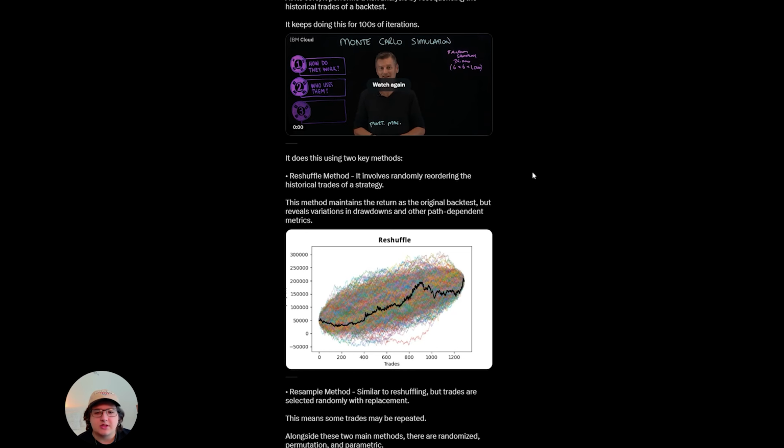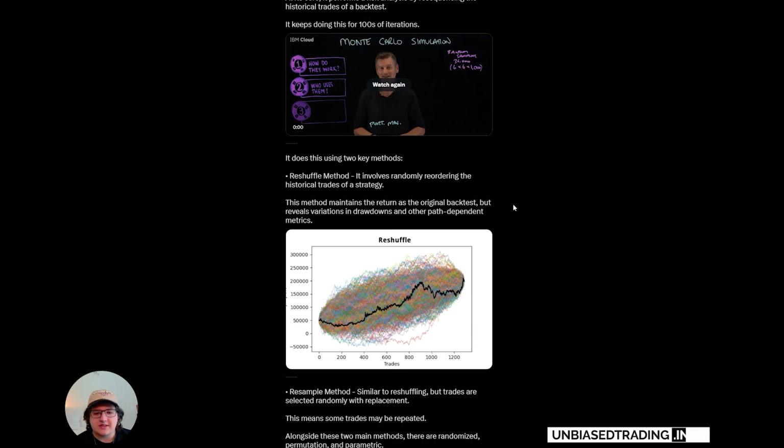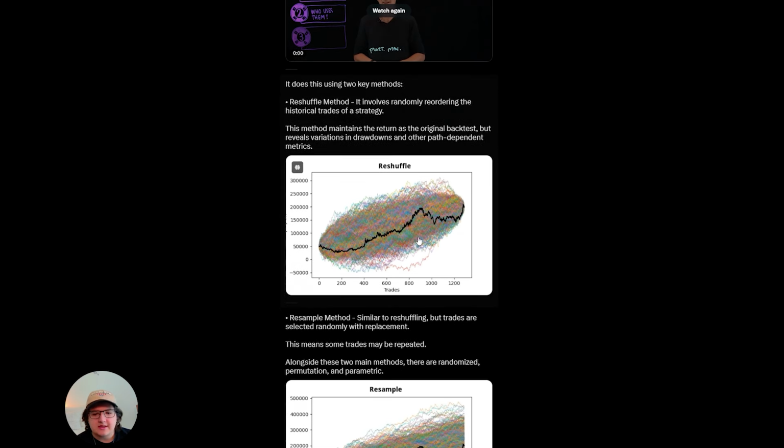It does this by using two key methods. Reshuffle method: this involves randomly reordering the historical trades of a strategy. This method maintains the same results as the original backtest as the start and end point, but reveals variations in drawdowns and profitability and other path-dependent metrics. Here's an example you can see.